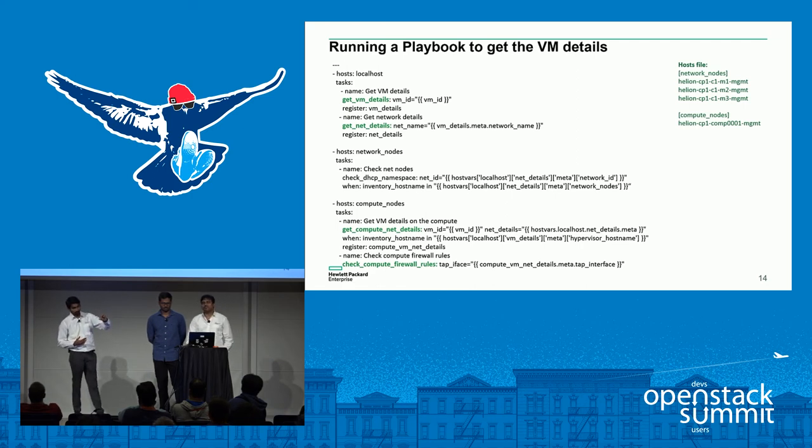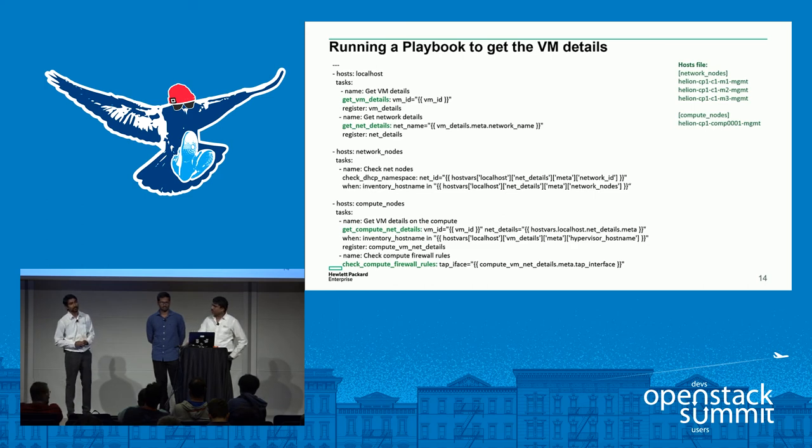One such component constitutes one play. So we have three plays here. One will run on the local host, one on the network nodes, and one on the compute nodes. This is how we write the procedure. On the right there is a host file, where we specify the network nodes. You can have tens of network nodes and a lot of compute nodes.